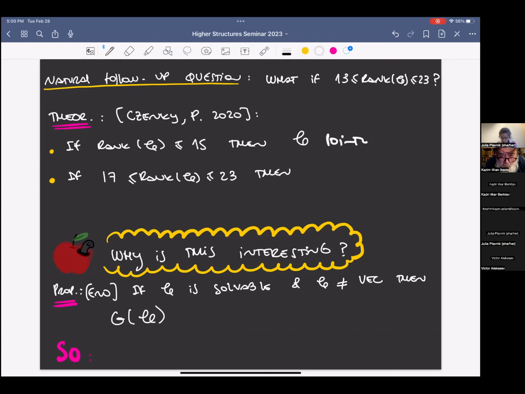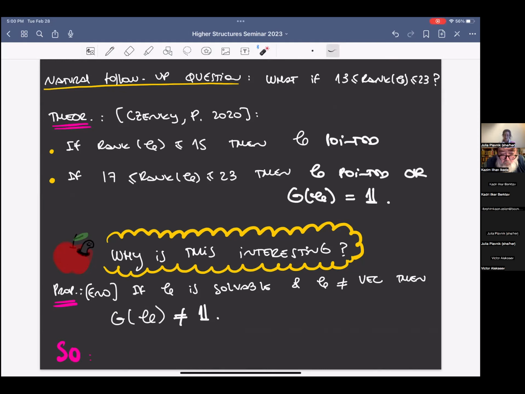In 2020 with Agustina, we proved that up to 15, we can always show that this is pointed. But if the rank is between these other two, then C is pointed, or the group of invertibles is just one. So what I'm saying is that they have only one invertible. And why would this be interesting? Nikchik and Ostrich proved that if C is solvable and C is not Vec, then this group of invertibles cannot be trivial.